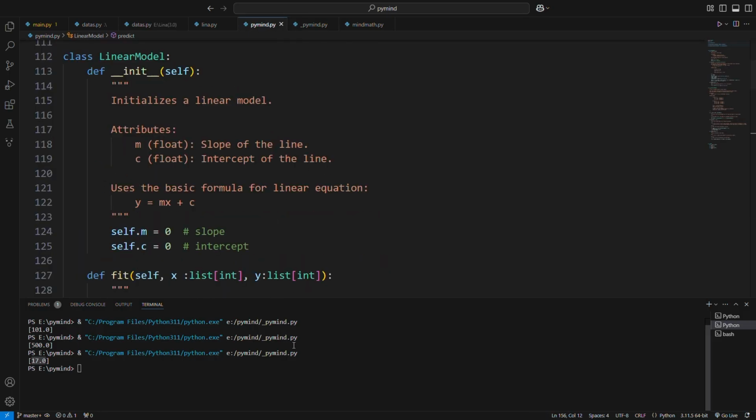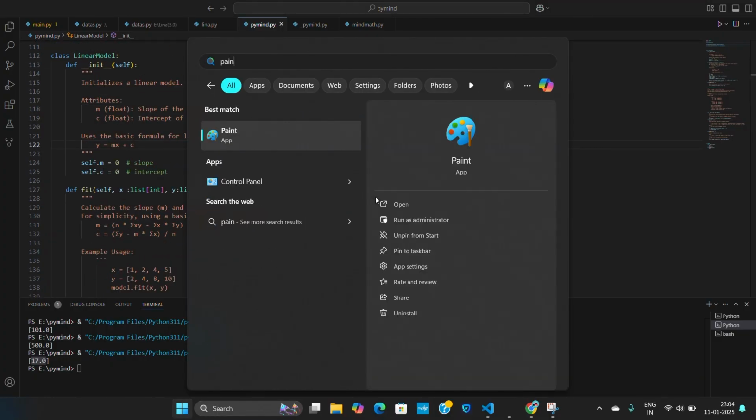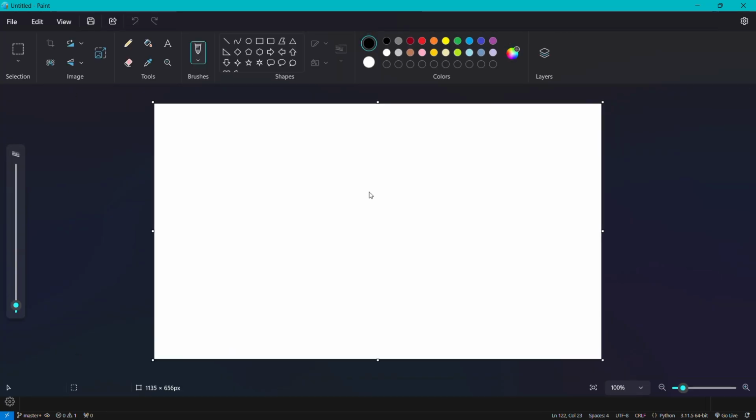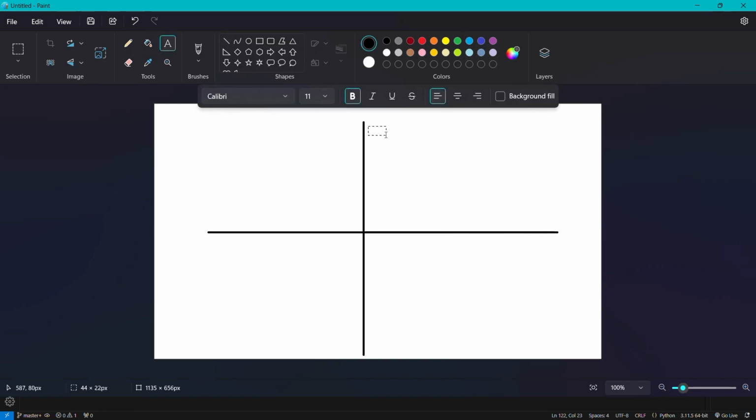Now, should we understand this in graph form? Let's do it. I don't have any software for this, so let's just create a graph. This here is our y axis, this here is our x axis.